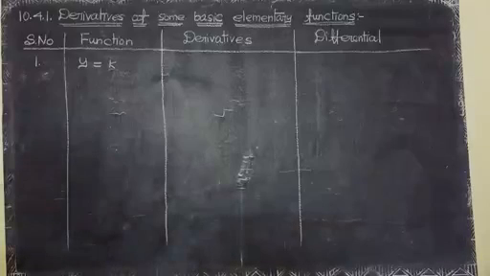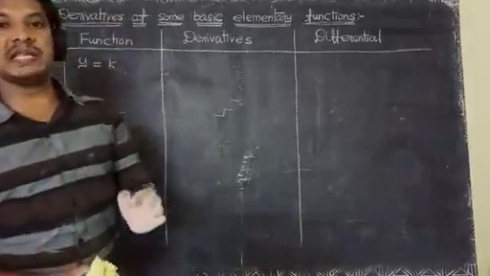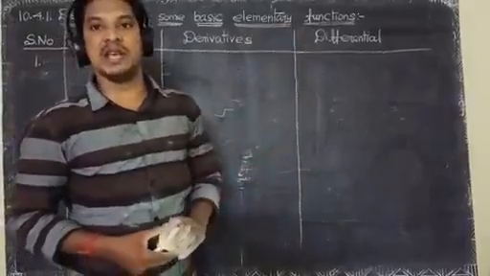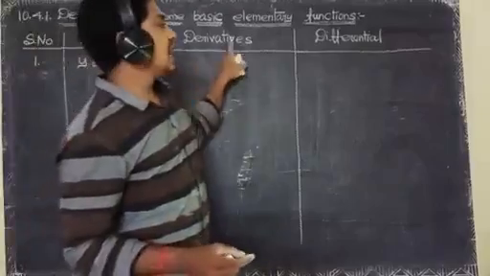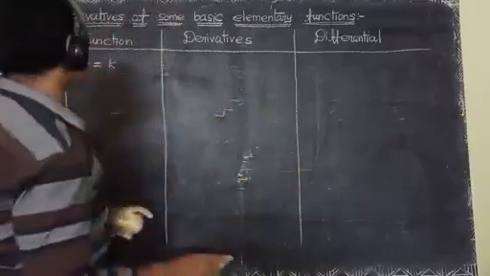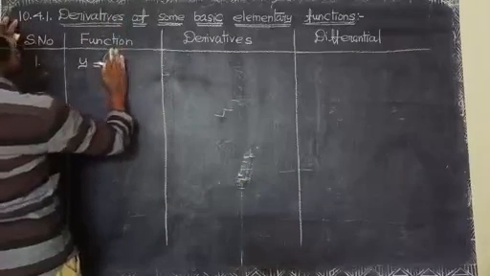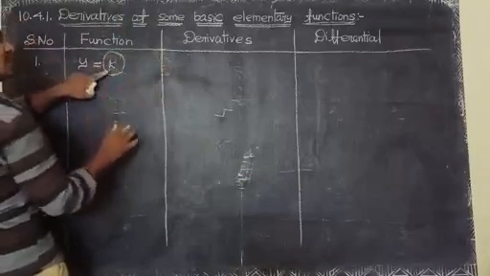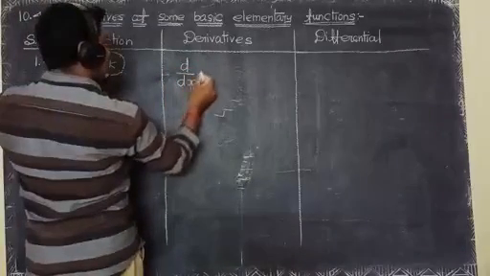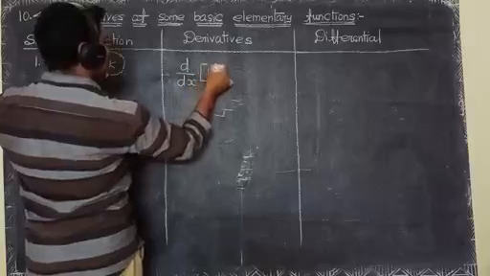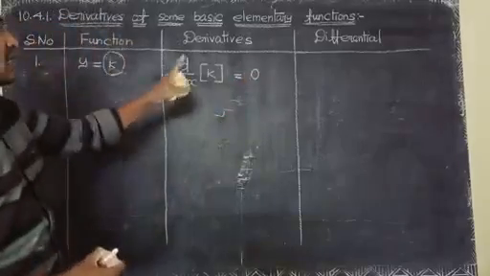Next, 10.4.1, derivatives of some basic elementary functions. In the first column: serial number, function, derivative, differential. Here in the first one, y equal to a constant term, that is a constant function. The derivative, d by dx of k, is equal to 0.